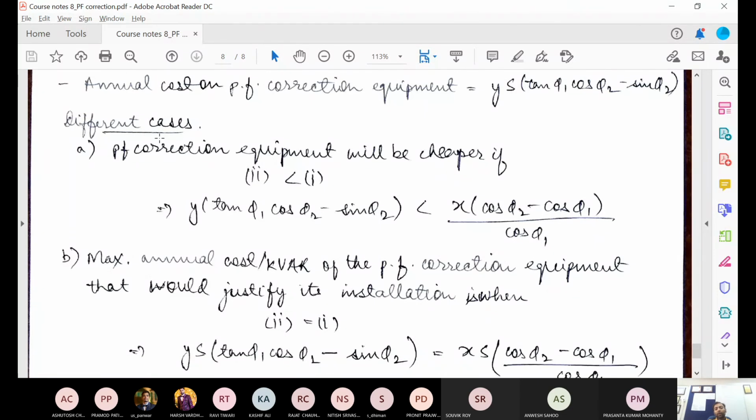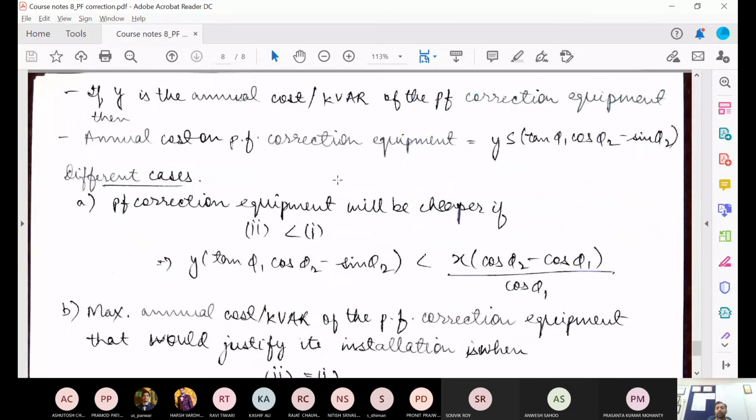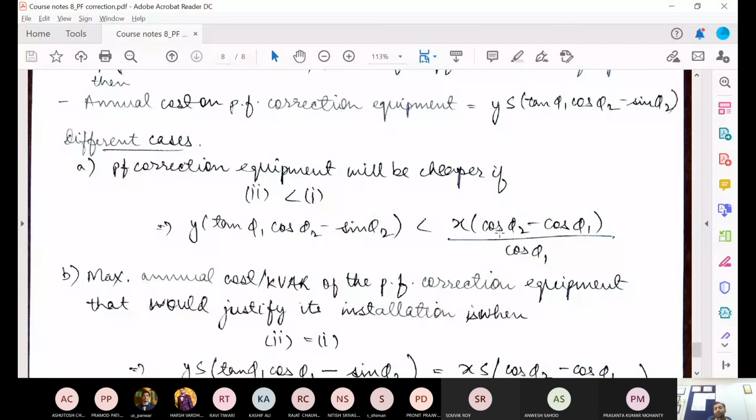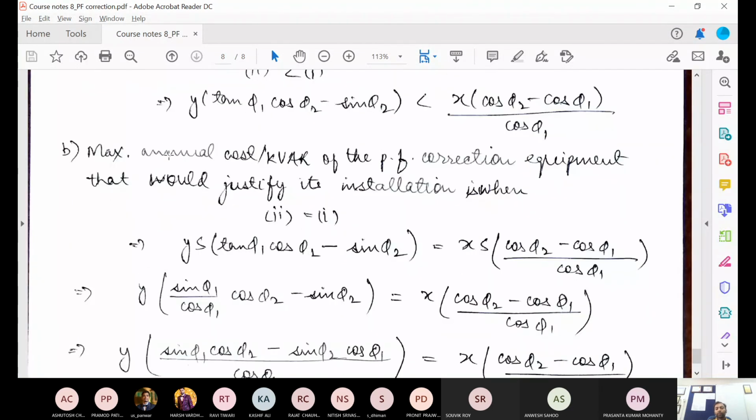The idea is that the power factor correction equipment will be cheaper if this cost YS (tan phi 1 cos phi 2 minus sin phi 2), which is your annualized investment for power factor correction equipment, is less than the first option, which is the cost of expanding the capacity. So if the second is less than the first, then your power factor correction equipment is more viable. So let's look at the limiting value.